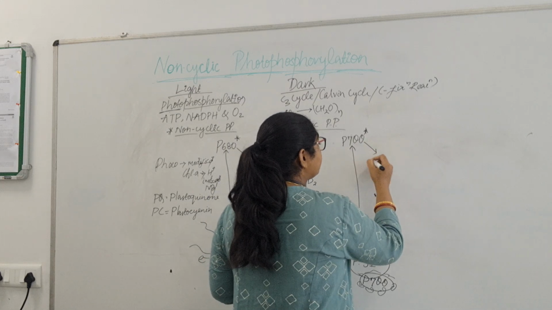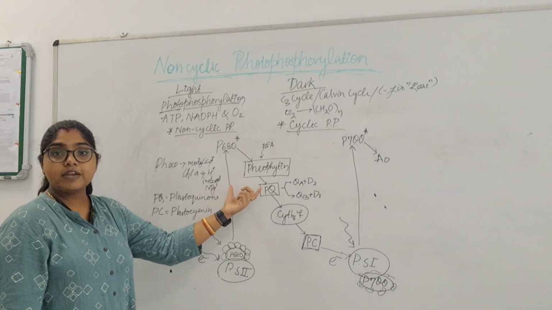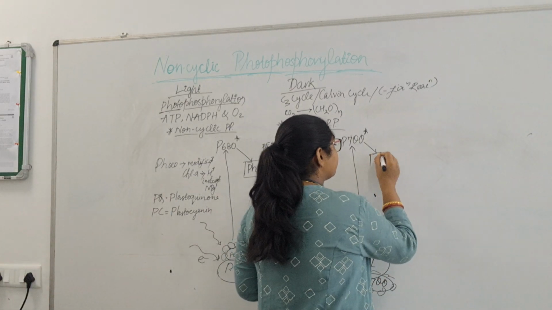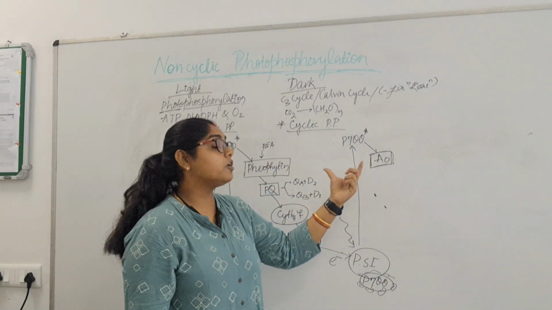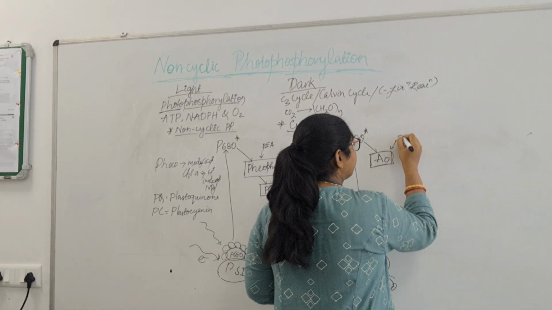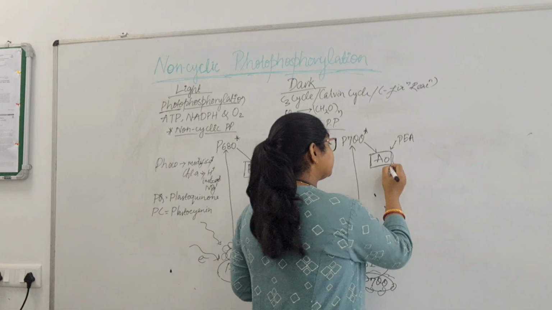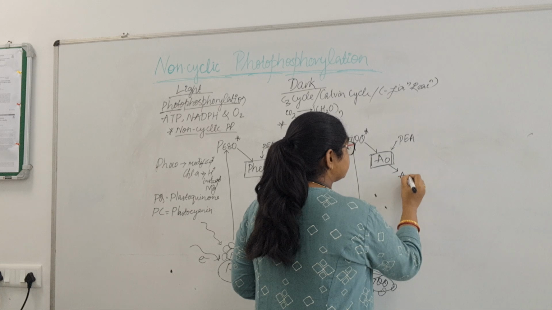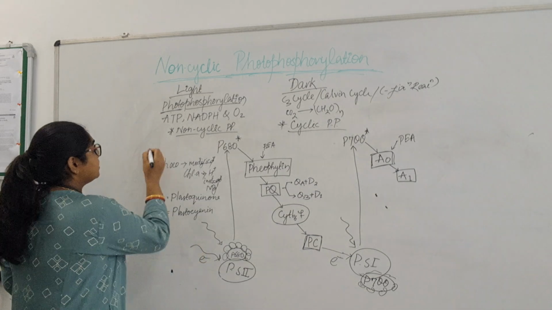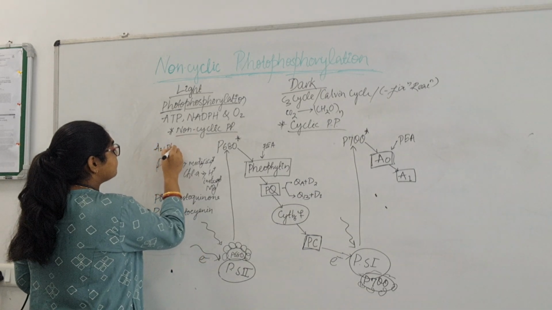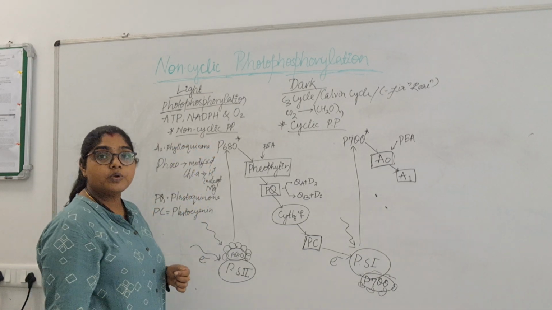Here the primary electron acceptor is a modified chlorophyll, just like pheophytin. Pheophytin is a modified chlorophyll. So here A0 is a modified chlorophyll. P700 transfers its electron to A0, which is a modified chlorophyll and is the primary electron acceptor for photosystem 1. Now this A0 again sends this electron to A1, which is phylloquinone. It's a photosynthetically active quinone.